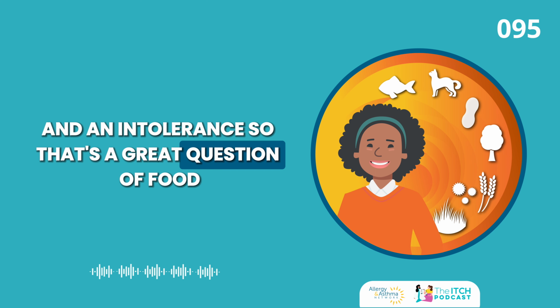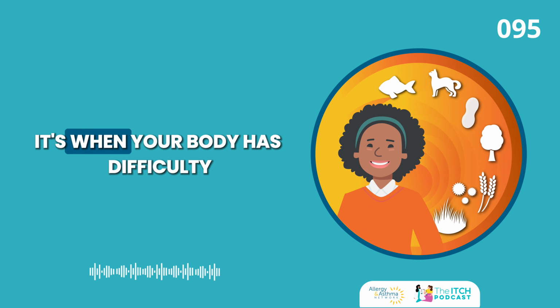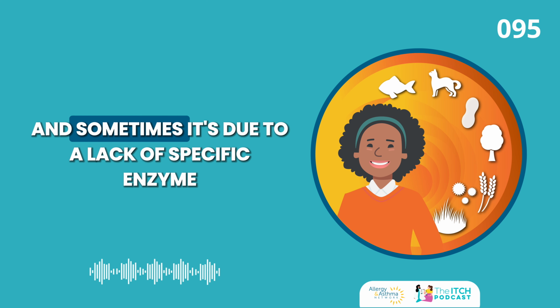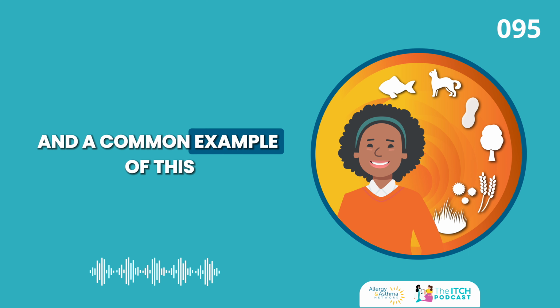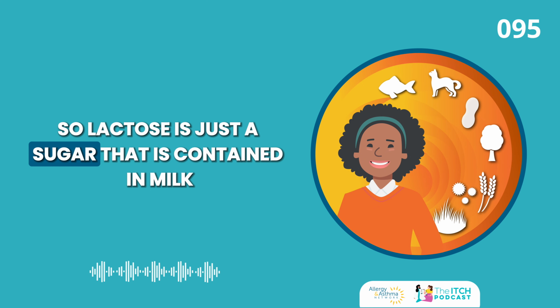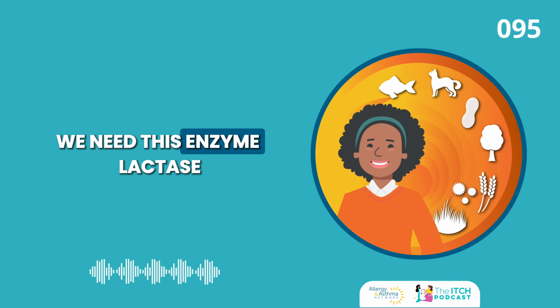So that's a great question. A food intolerance doesn't involve the immune system. It's when your body has difficulty digesting or metabolizing certain food. And sometimes it's due to a lack of a specific enzyme. A common example of this that many people have heard of is lactose intolerance. So lactose is just a sugar that is contained in milk, and in order to be able to digest it appropriately, we need this enzyme lactase.